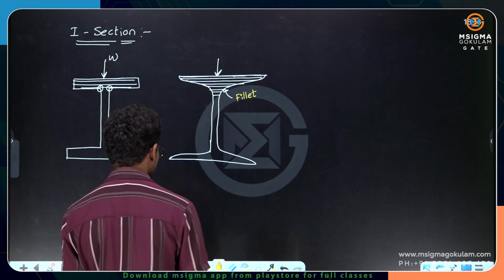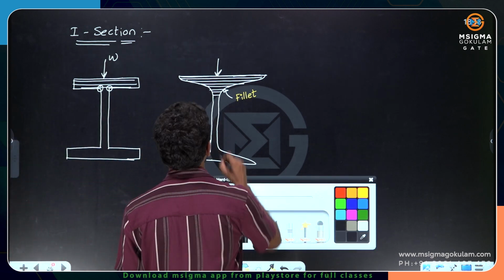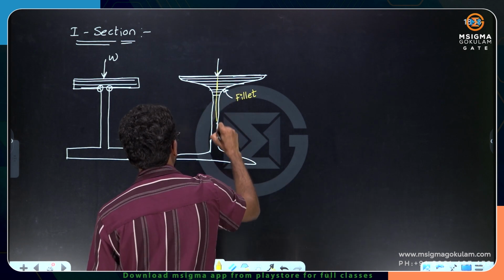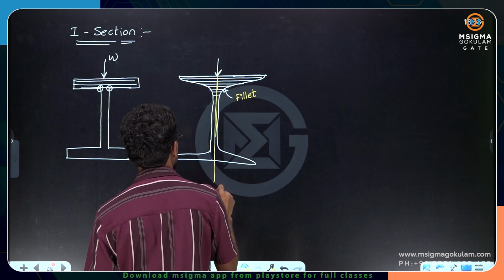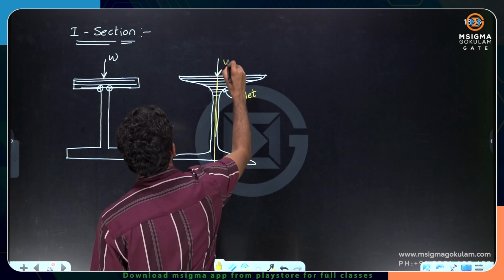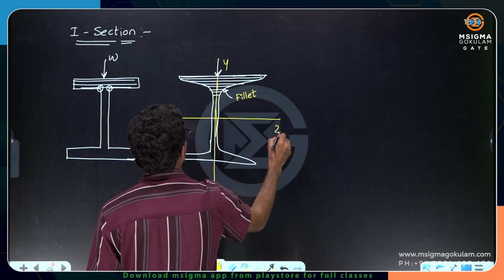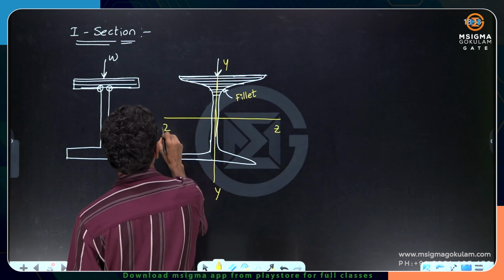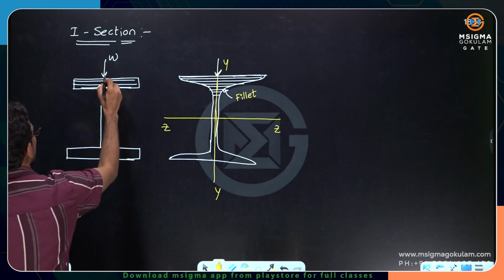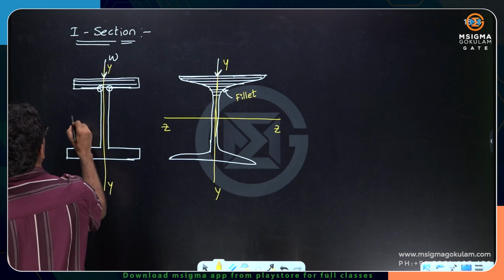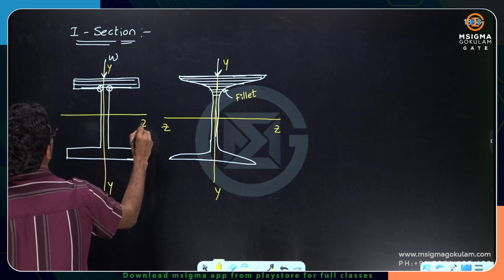See here, what is the meaning of symmetrical section? When I cut exactly about YY, this is the YY axis, the vertical axis, and this is the horizontal axis, ZZ. ZZ is the horizontal axis, YY is the vertical axis.